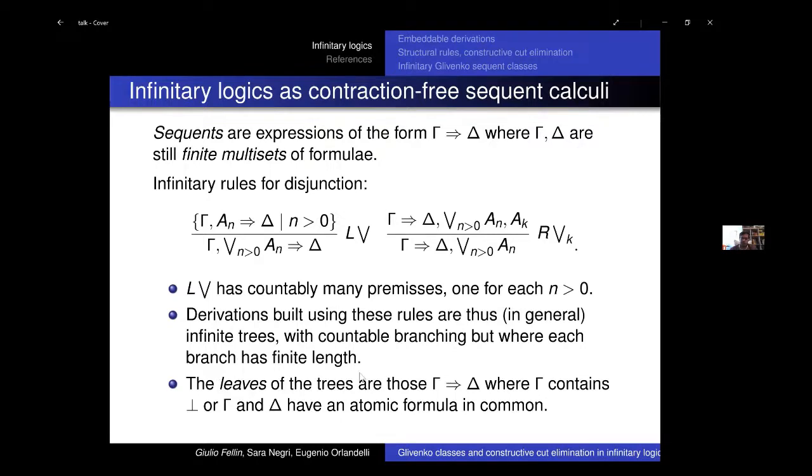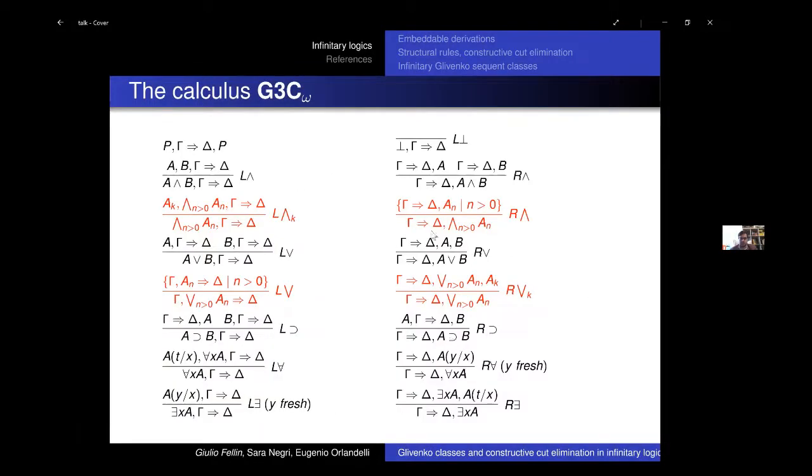So the leaves of the trees are sequents where gamma contains a bottom, or gamma and delta have an atomic formula in common. Okay, so this is the classical calculus. The rules for infinite conjunctions are just the dual of the ones for disjunction, and the other rules are the usual ones.